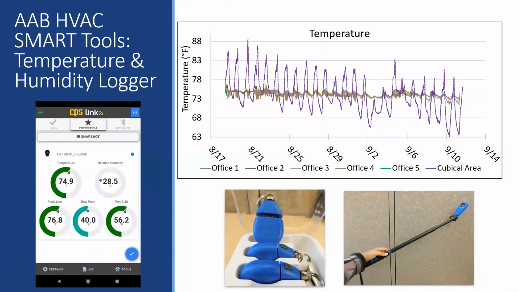The AAB Smart HVAC tools are environmental loggers that connect to your smartphone through Bluetooth. Through these apps and the dashboard, you can set up the tool, name the tool, schedule it to take readings once an hour or once a day. You can pull that data when you're within Bluetooth range, and you can trigger the device to dump that information into an Excel spreadsheet, and then you can plot that data, such as what you see here.